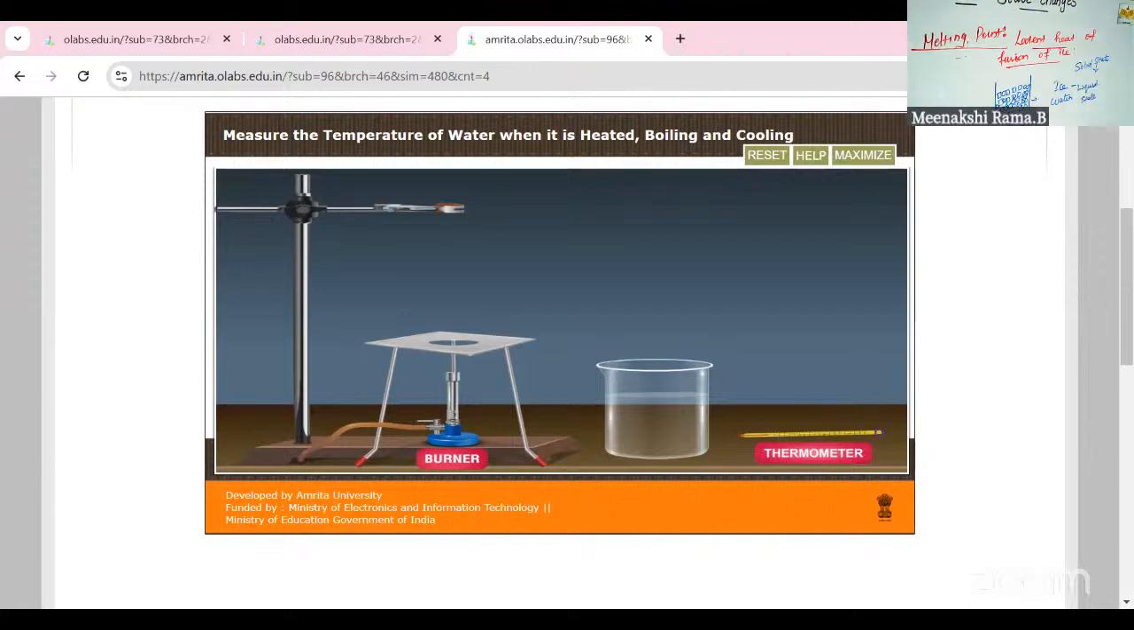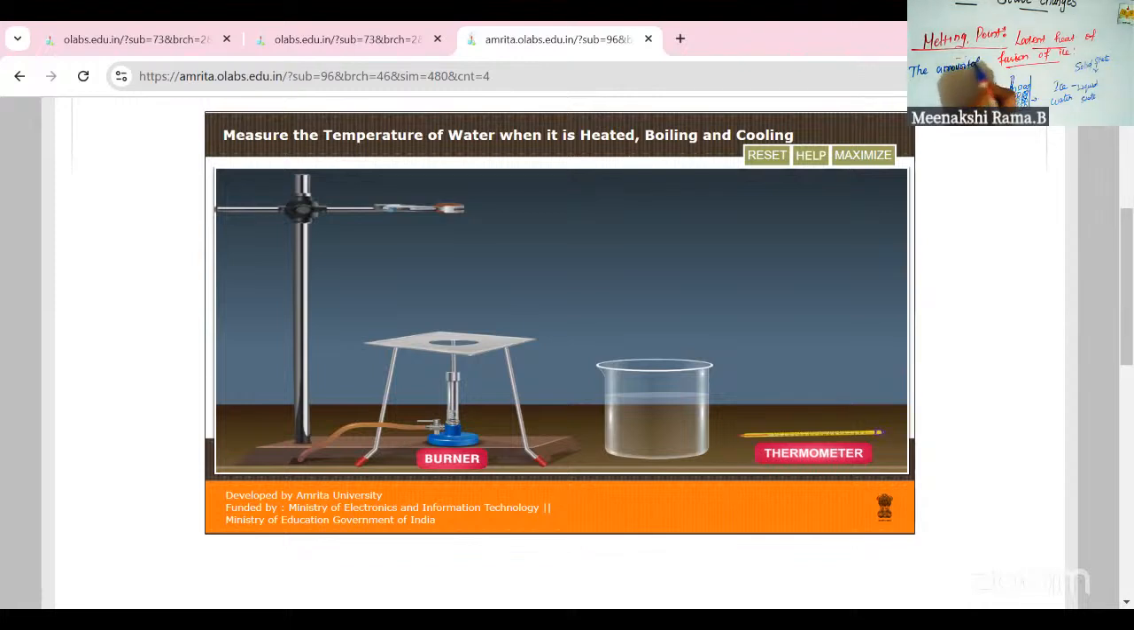Okay. So some ice cubes are in the beaker, and the thermometer is placed in that area, and the temperature is identified on this thermometer. So now the beaker is heated. At a certain level, the heat energy is utilized in these ice cubes. The state of ice is changed into water. So the solid state is changed into liquid state.